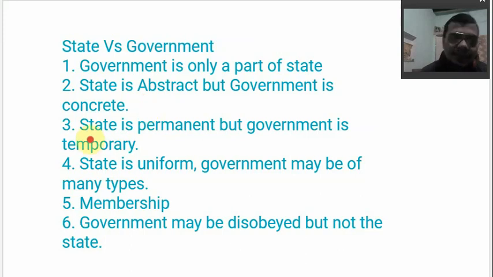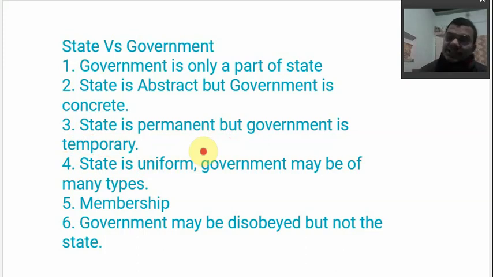Now moving to the next point, the state is permanent, government is temporary. We can see every day, all around the world, even in India, we saw that in the 2000s there was this government of NDA, then for 10 years there was the government of UPA, the Congress-led coalition, and then for the previous 6 years we have this BJP NDA government again.